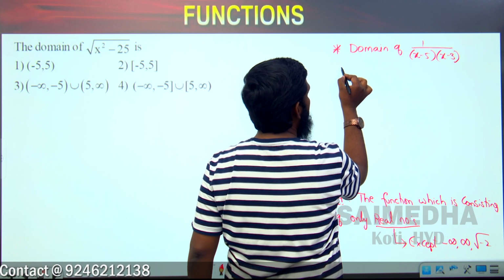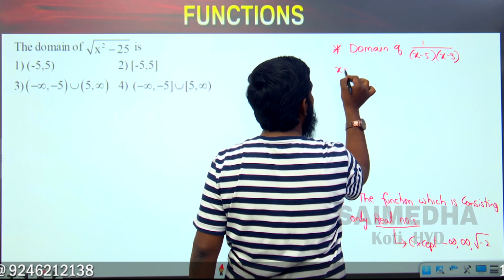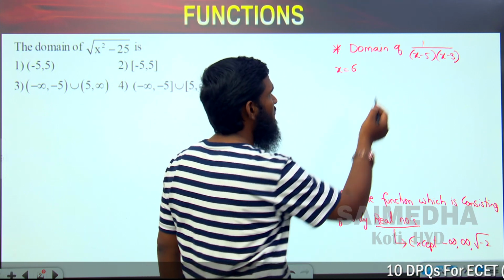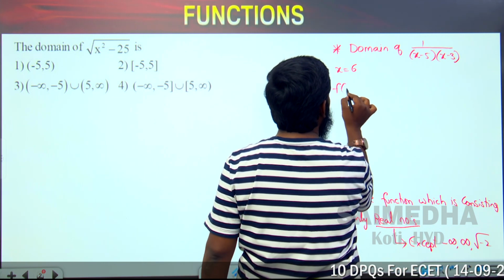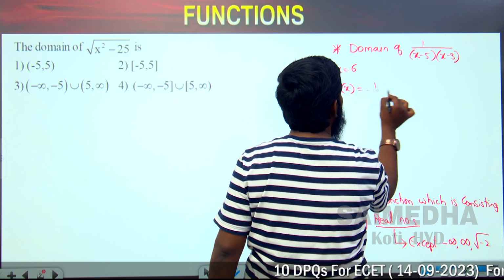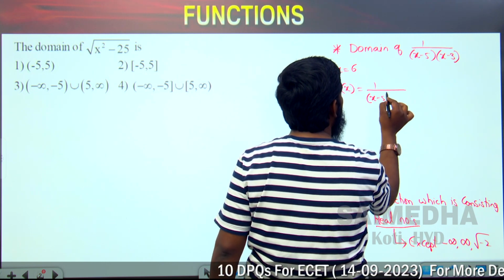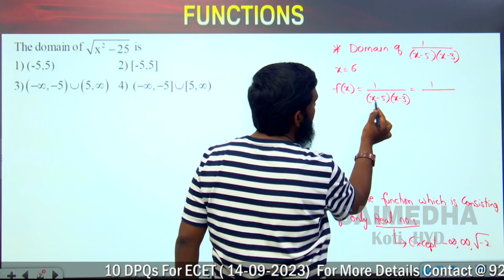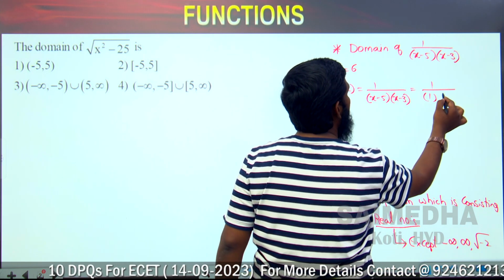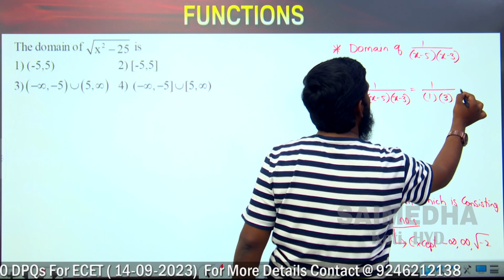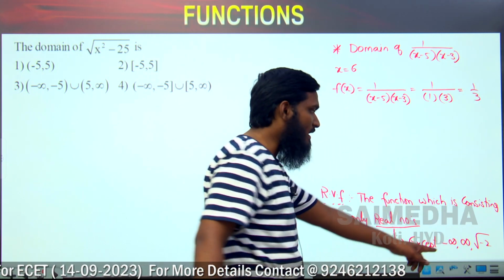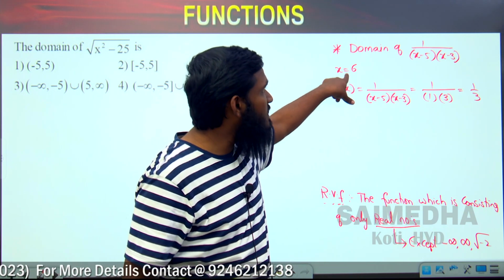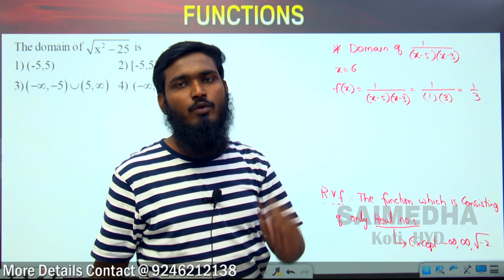For example, we have taken x value equals 6. Let us substitute. We have f of x equals 1 divided by (x minus 5) into (x minus 3), which equals 1 divided by 6 minus 5, which is 1, and 6 minus 3, which is 3. It equals 1 by 3. We are not getting minus infinity, plus infinity, or under root of a negative number. So x equals 6 comes under the domain.